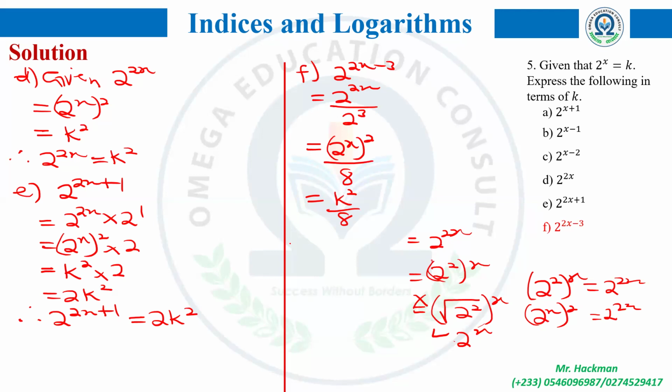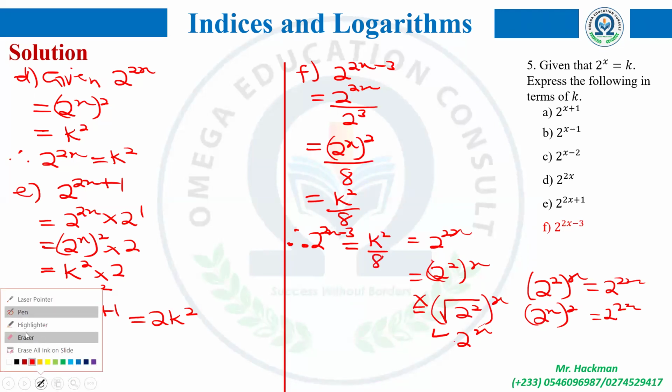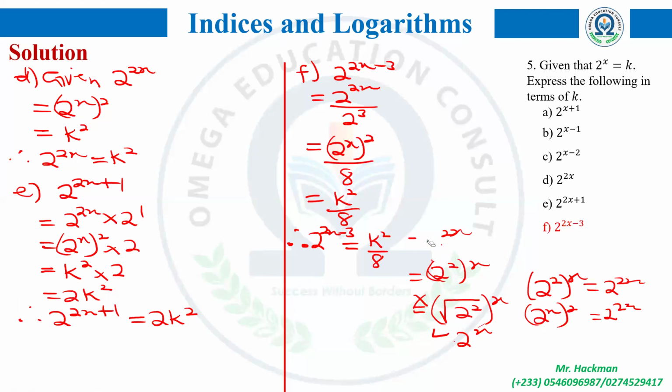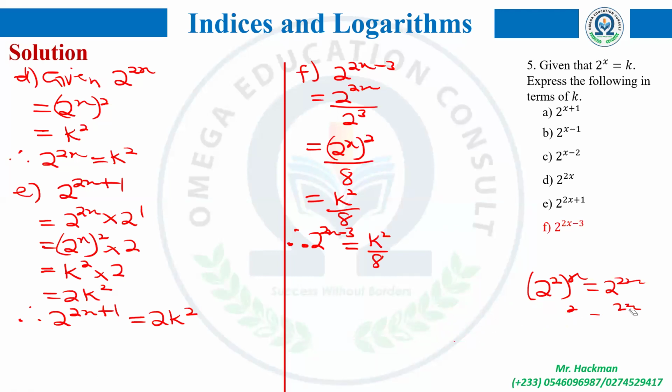So you draw your conclusion. Therefore, 2 to the power 2x minus 3 is equal to k squared over 8. All correct? Yes, please. Okay, please, any questions at this point? Are we all fine? Is everyone fine? Yes, yes, please. Okay, very good.